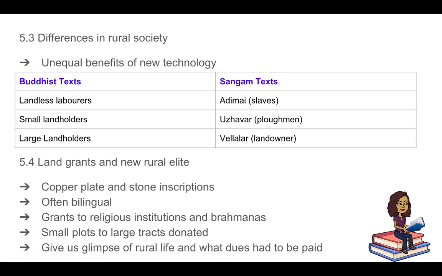And when we look at these land grants, they give us the text of the land grant, the content of the land grants. They give us a glimpse of rural life and what dues had to be paid by the villagers to now this new donee who had been given this land by the king.